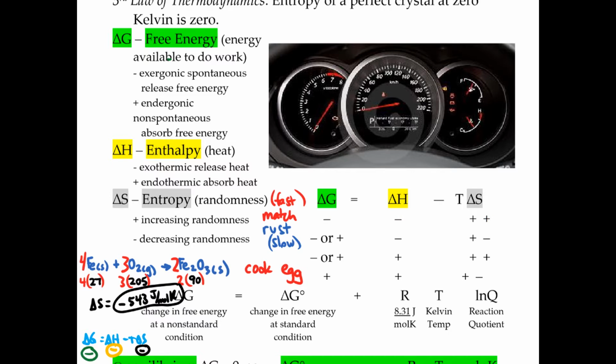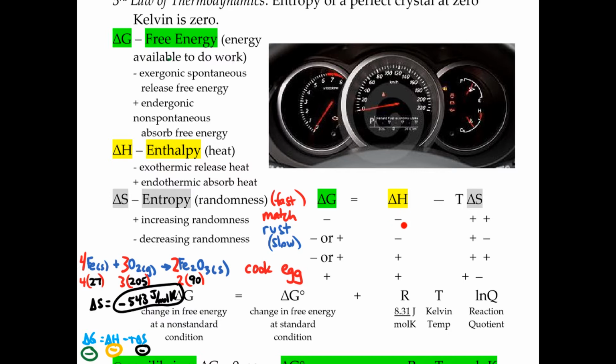A match burns spontaneously once you get it started. Remember, you have to provide the activation energy, but once you do that, it's going to burn. So that's a negative G, meaning it is spontaneous on your dial. Okay. Now, delta H has to do with heat. A match feels hot, so it's releasing heat. That's a negative delta H.